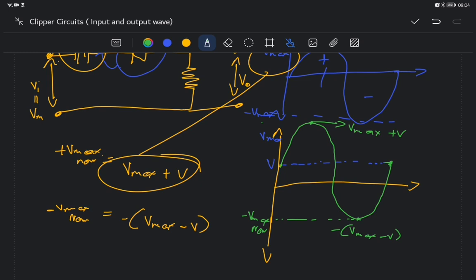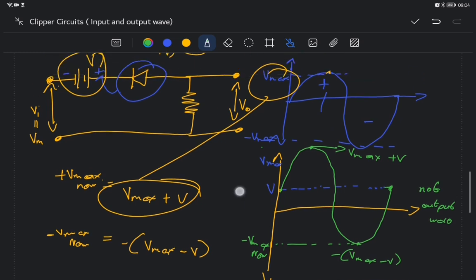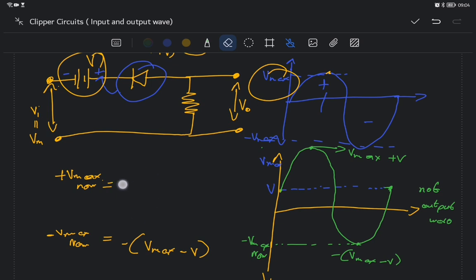And now I said this is not the output wave. I'm still repeating this again. What we did in this graph here, we were analyzing what the DC battery is doing to the circuit. We're checking that. So now let's go and find what is the actual output wave.